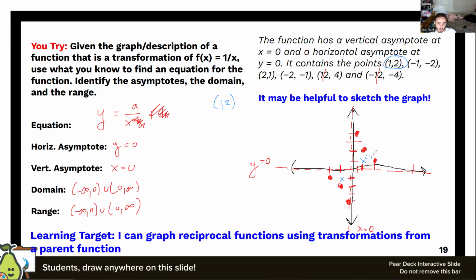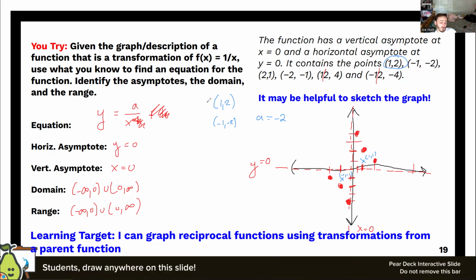A different way that you could do it is to recognize that for our parent function, usually we have an anchor point at 1, 1 and at -1, -1. If you compare the coordinates, say 1, 2 with 1, 1, it's twice as tall as it's supposed to be. And if you compare the coordinates, say -1, -2 with -1, -1, it's twice as low as it's supposed to be. So that's maybe a different way to recognize that this a term is going to be -2.